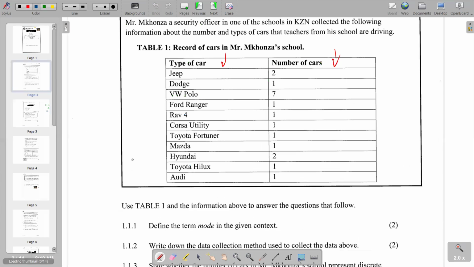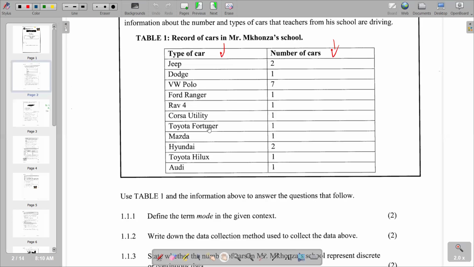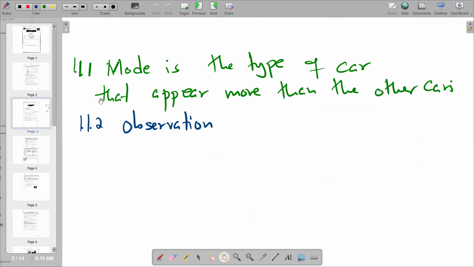Moving on to the next question. State whether the number of cars in Miss Mkoza's school represents discrete or continuous data. So we would see that the data that we have is discrete. Remember, discrete data is also known as discontinuous data, and it refers to information that can only take specific distinct values. So there are values that represent whole numbers with no intermediate values. You see that we do not have any intermediate values, but we only have whole numbers in terms of the number of cars. So that makes the information discrete.